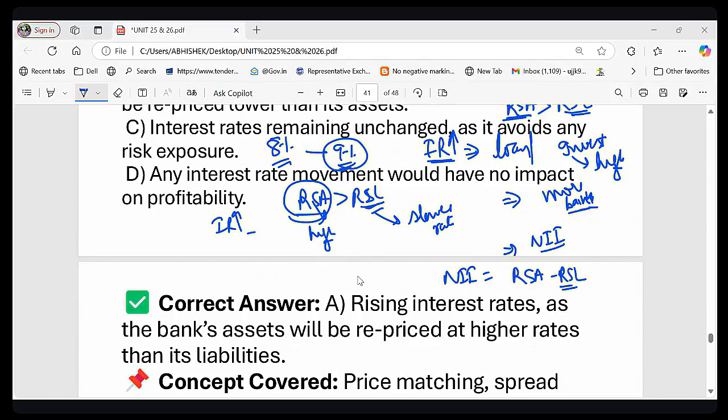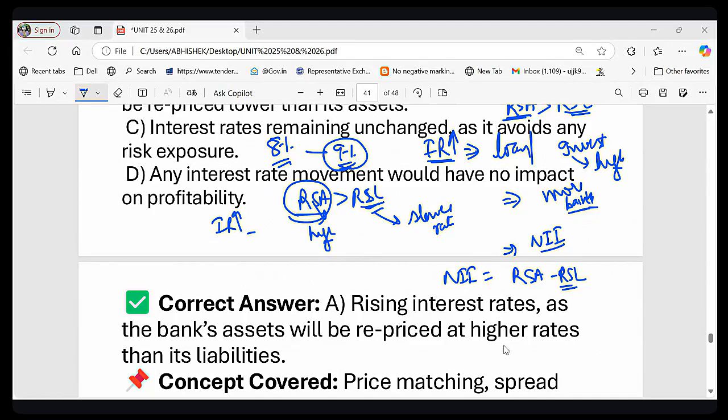Current account is not a rate sensitive liability, because suppose tomorrow interest rate increases. Since the bank is not paying any interest on the current account, it is not a kind of rate sensitive liability, right? Try to understand it. You must know whether a thing is rate sensitive or not.